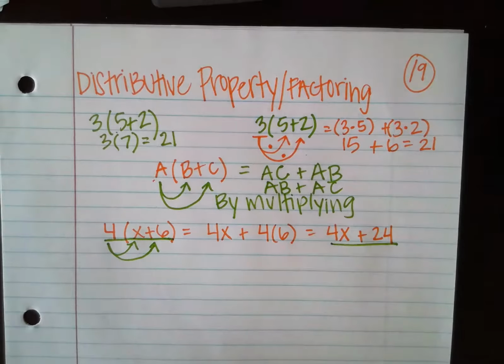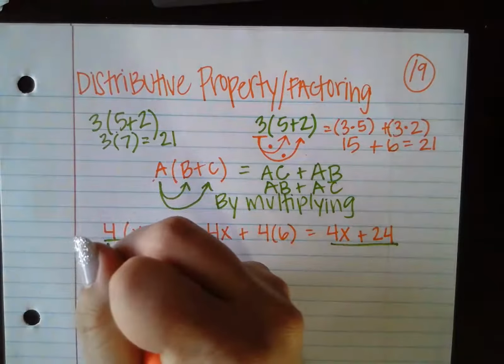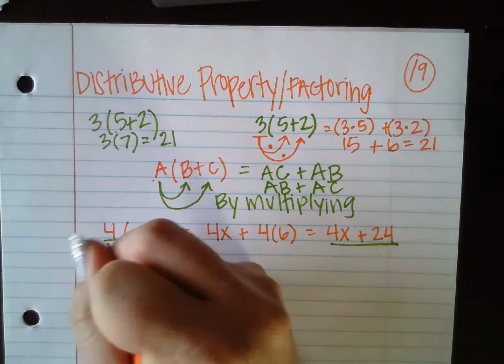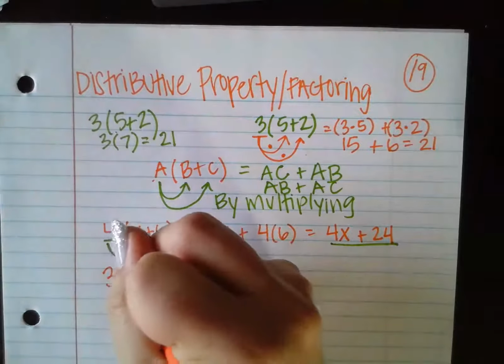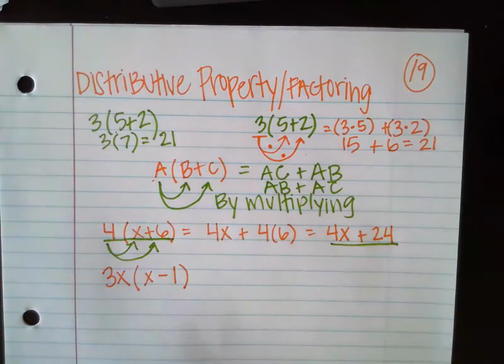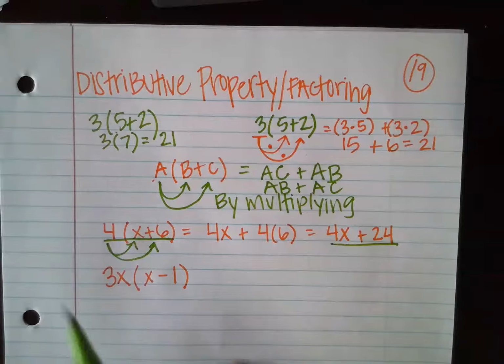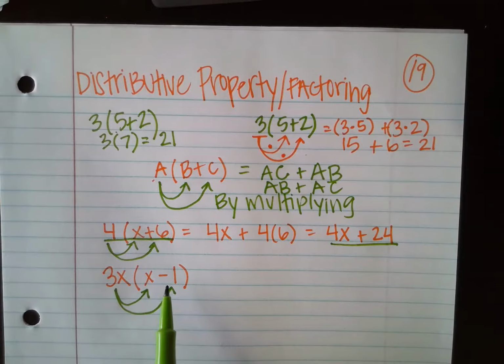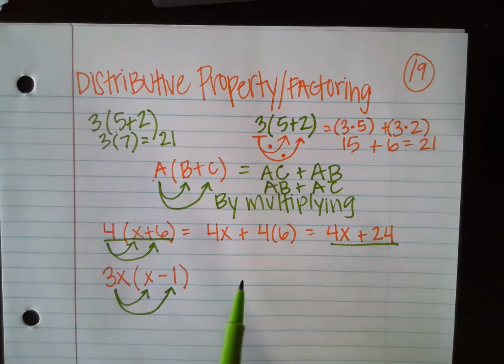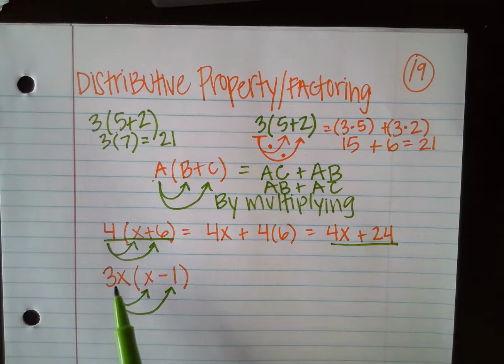So let's say we have another example. Let's do the problem 3 times x times the group x minus 1. Okay, so again, we don't know what x is equal to, but we can simplify this expression into its expanded form by distributing the 3x to both terms in the group. And you'll notice this time I have subtraction. So the symbol that's going to go in between my terms in my simplified expression is going to be a subtraction sign.